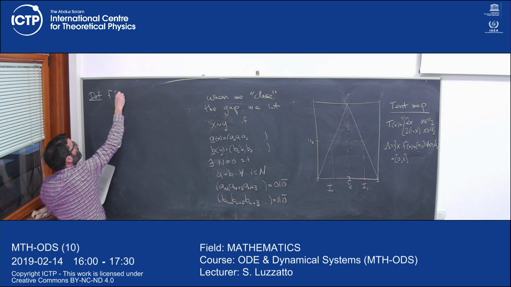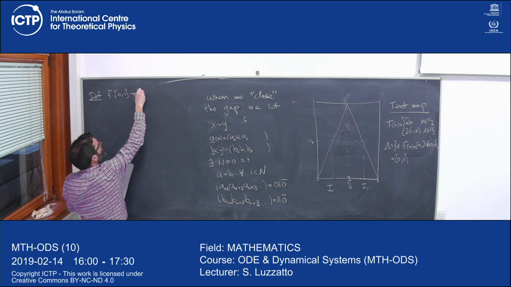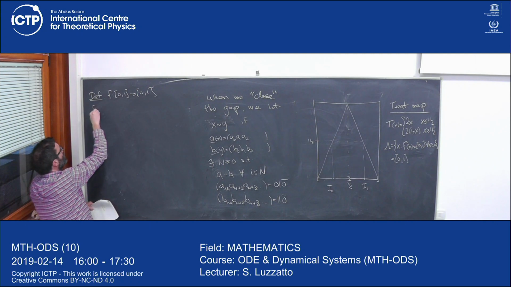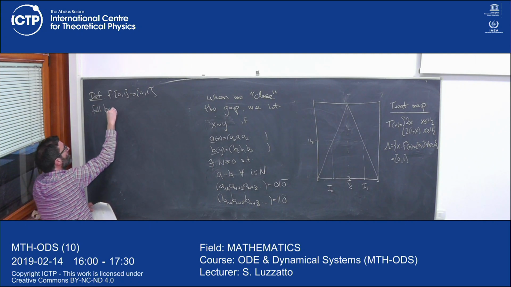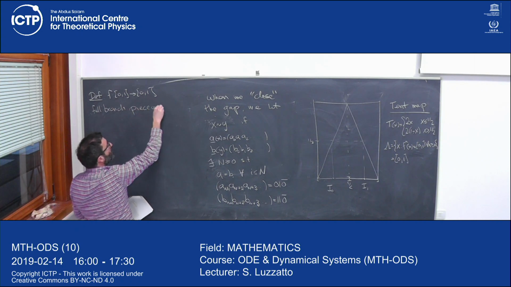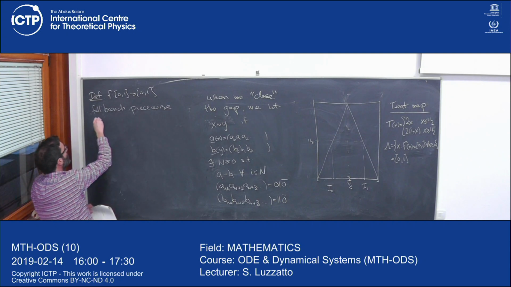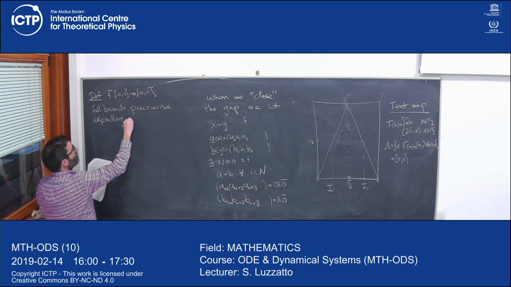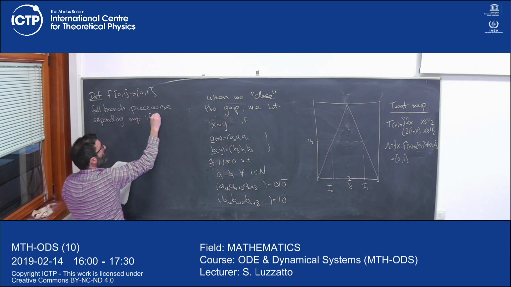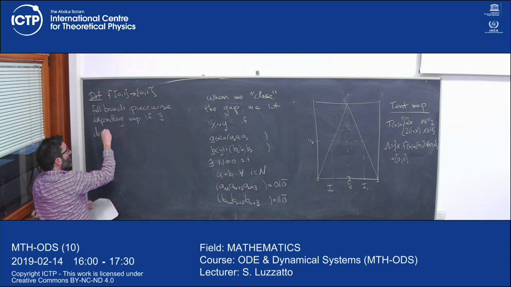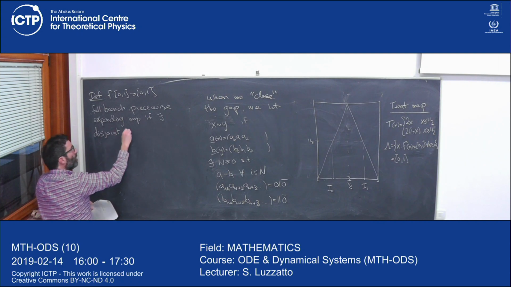F from 0, 1 to 0, 1 is called a full branch piecewise expanding map if there exist disjoint open intervals.